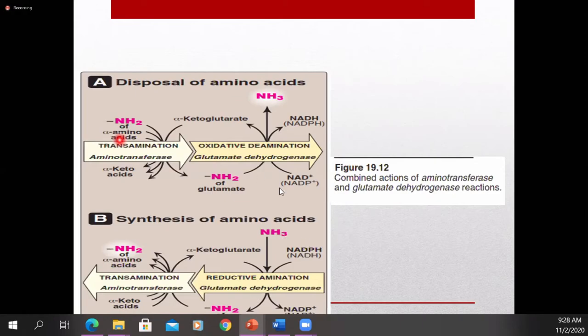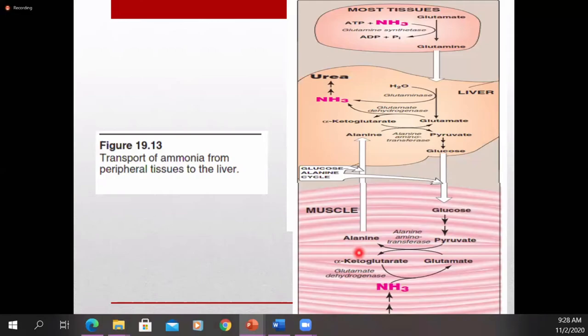So ammonia is toxic, so it has to be converted. If the urea cycle is not working, we will have toxicity, and that's why we have to interfere with that by certain drugs.